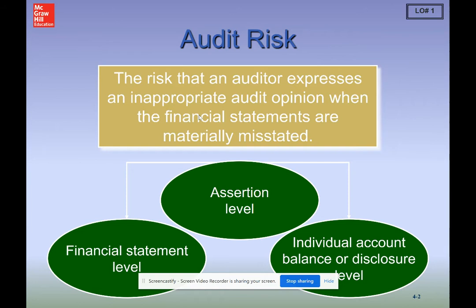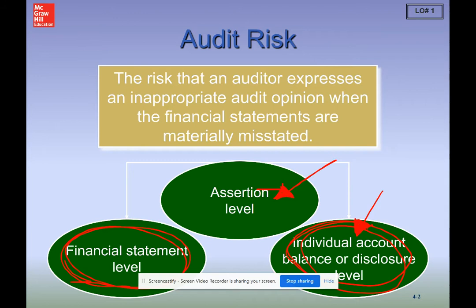So that's why you see financial statement level here, okay? But this also trickles down to the individual account balance level. Remember when we did the materiality example that we looked not only at total materiality, but we also broke that down into tolerable misstatement, which was at the account level or class of accounts level. This can also trickle down to the assertions. Remember our assertions from chapter 1. This can trickle all the way down to those assertions.